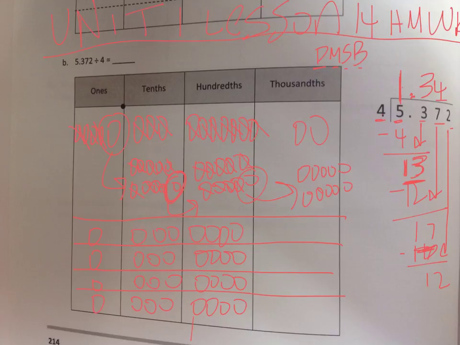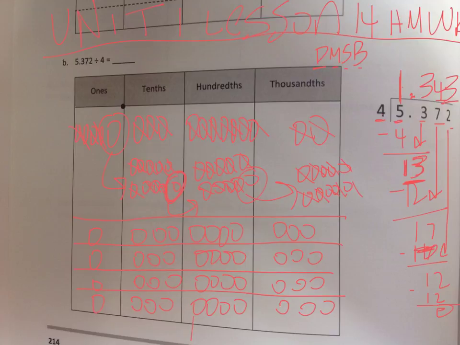4 goes into 12 3 times. Multiply, and I get 12. Subtract, I get 0. And I have no more numbers to bring down. So this 3 right here is going to represent 3 discs for my answer. All these discs were used because 4 went into 12 evenly.